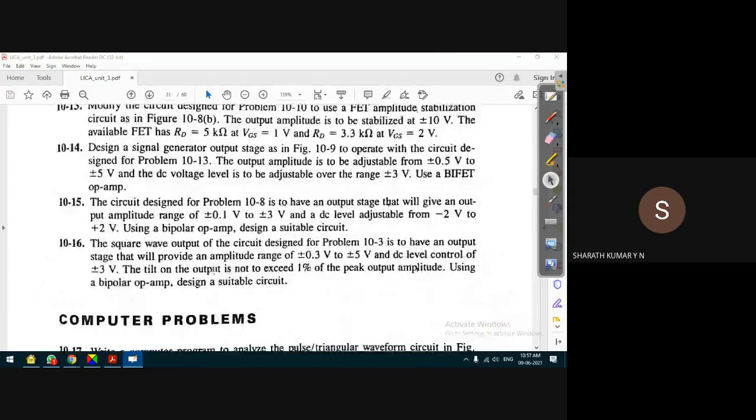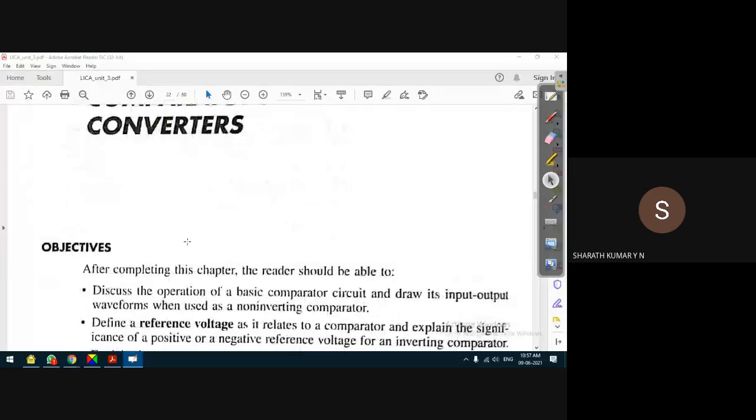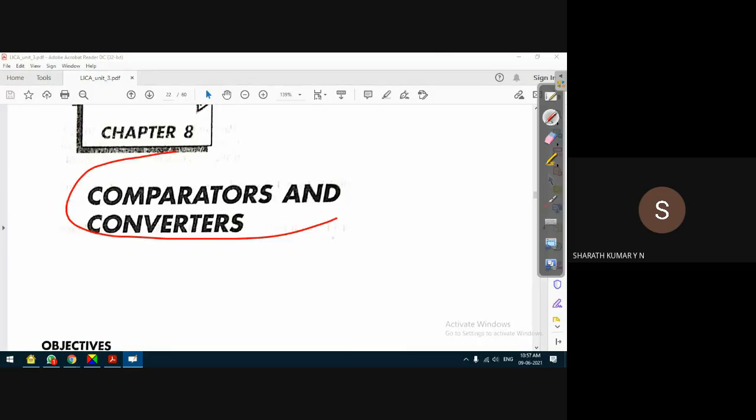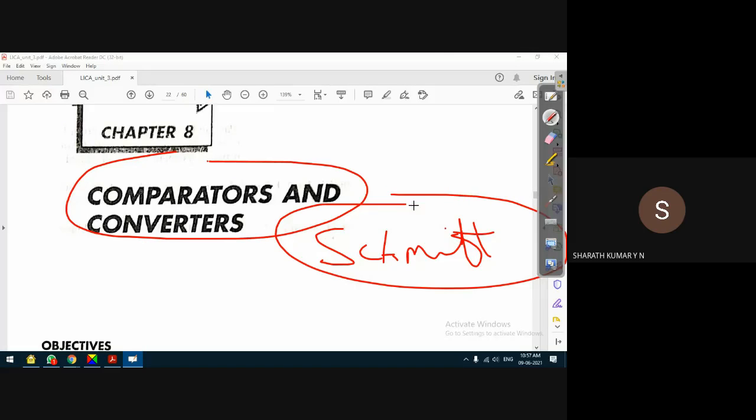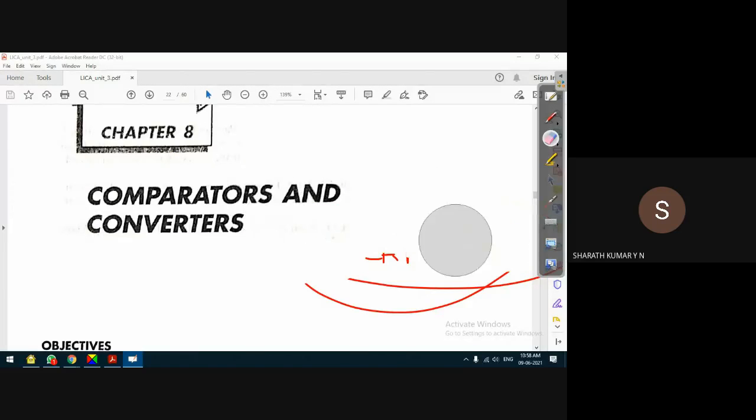In the next part of the chapter, we are going to discuss the comparators and the converters. In this, we are going to discuss the Schmitt trigger circuit. In fact, this should have been the first topic in the syllabus. Since I'm going according to the syllabus, I didn't want to disturb the syllabus flow. Otherwise, we should have discussed the Schmitt trigger and integrator in detail, then taken up the signal generators. No issues, no problem. Even otherwise, we'll discuss that.